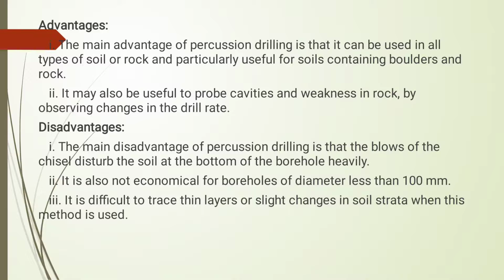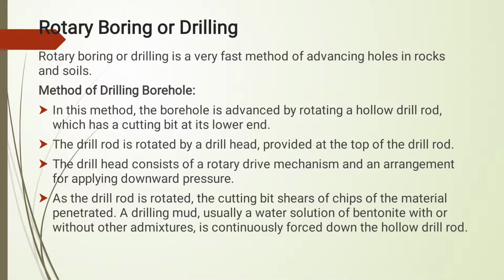The disadvantage is that the blows of the chisel disturb the soil at the bottom of the borehole. So it is not economical for borehole diameters less than 100 mm, and it is difficult to trace a thin layer or slight changes in soil strata. Next one is the rotary boring or drilling method.